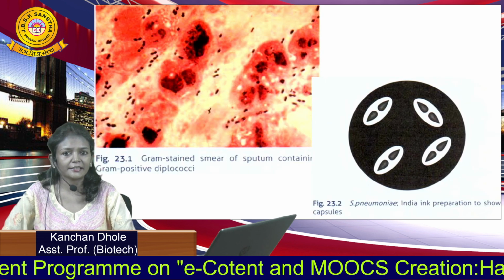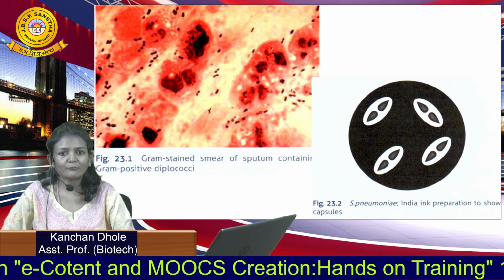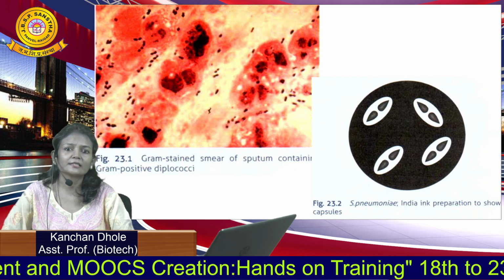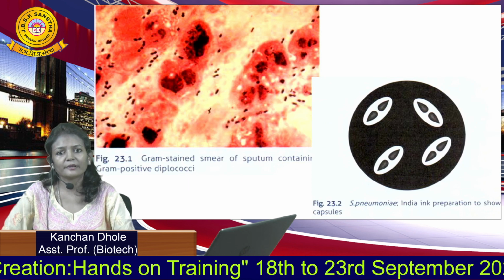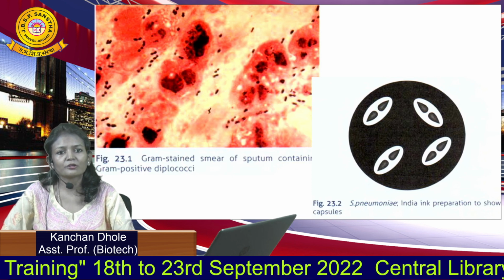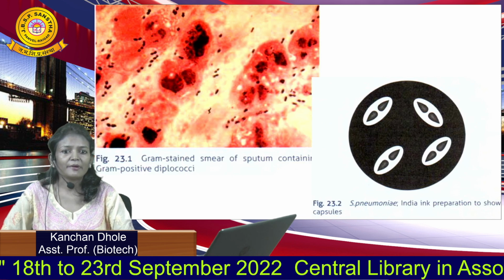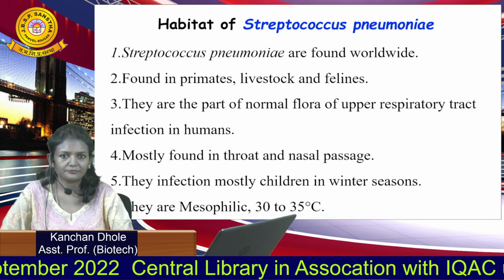Here in this diagram you can see the gram staining, where they appear gram positive. Gram positive organisms take the stain crystal violet and gram negative organisms take the safranin. Now in this other diagram you can see they are formed in pairs, which shows they are diplococci in nature.